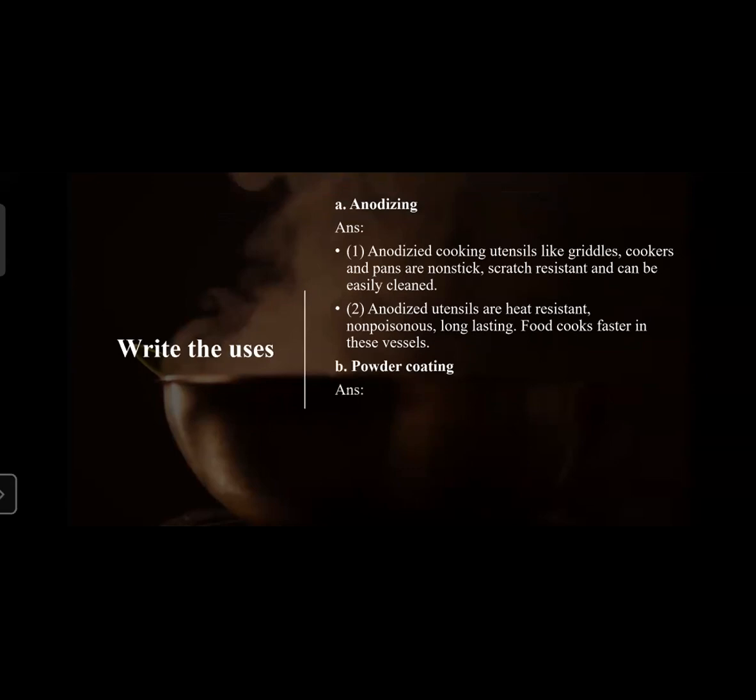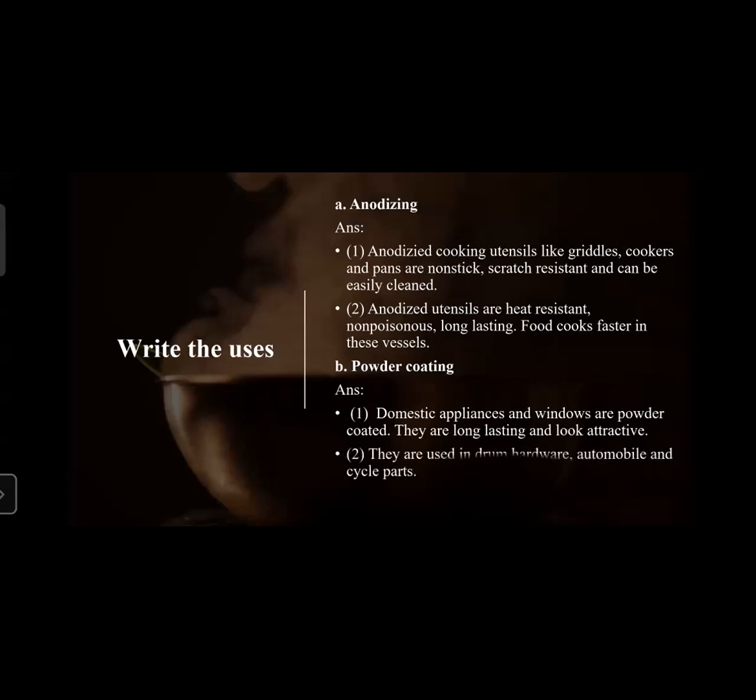Now, uses of powder coating. Domestic appliances and windows are powder coated. They are long lasting and attractive looking. They are used in drum hardware, automobiles, and many cycle parts.